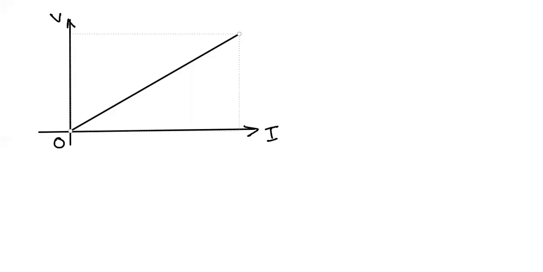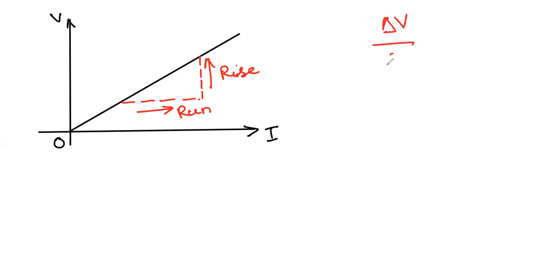So the linear graph, what we have got, you take the slope. Slope is nothing but rise over run at any 2 points. So if this is rise and this is run, so rise is going to be delta V. Run is going to be delta I. So delta V over delta I gives you the resistance R.